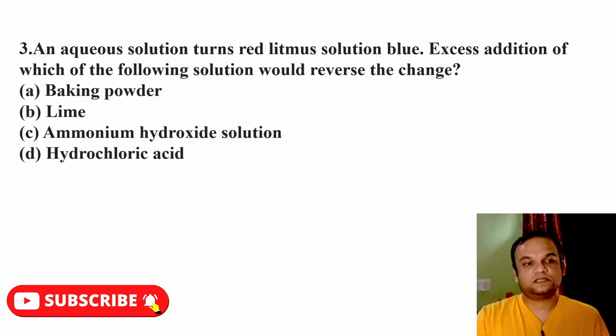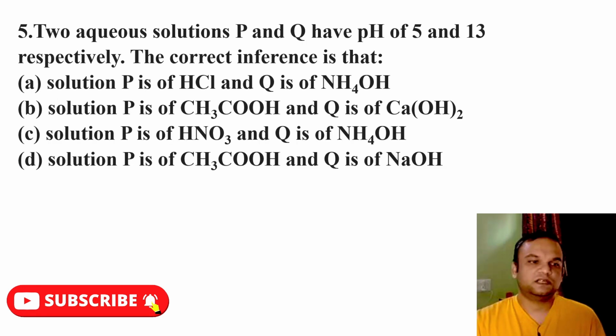The next question says, an aqueous solution turns red litmus solution blue. Excess addition of which of the following solution would reverse the change? So when red litmus is turning to blue, it means the solution is basic. Okay, so to reverse the condition, we have to add a large amount of acid, which will turn the blue litmus to red.